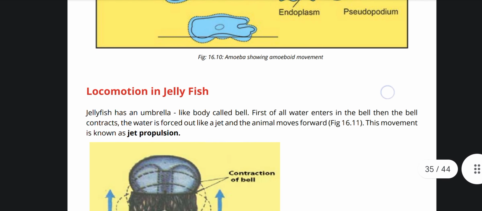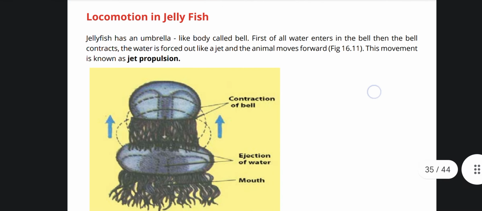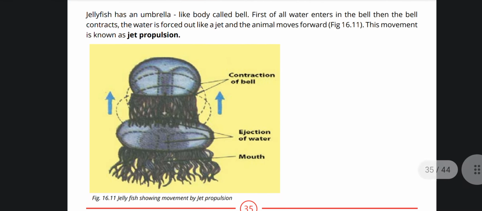Locomotion in the jellyfish. A jellyfish has an umbrella-like body called the bell. First of all, water enters the bell, then the bell contracts, the water is forced out like a jet and the animal moves forward. This movement is called jet propulsion.